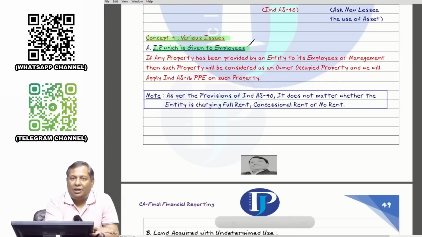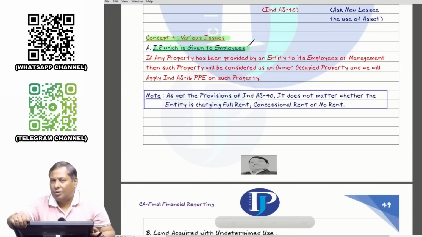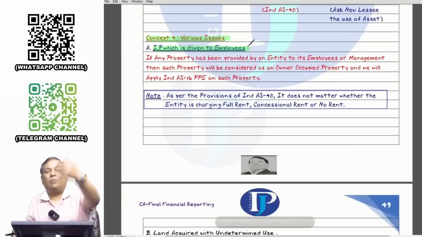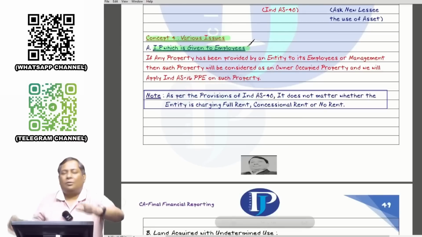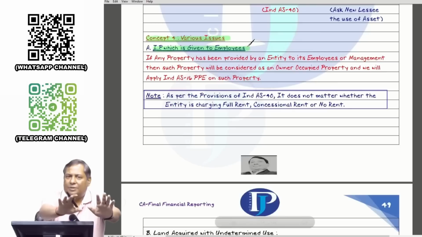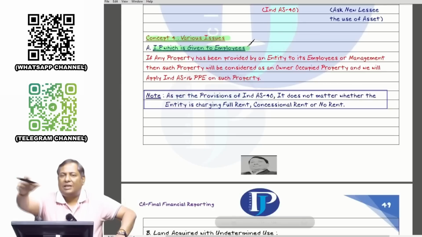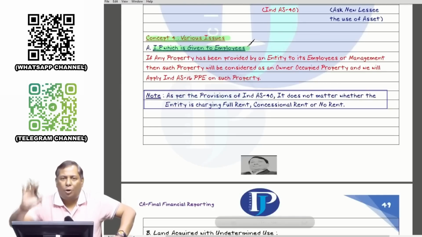But a question must have come to your mind: if we take rent from the employees, then what will happen? So I told you to write this in your notebook that if your employees give you full rent or they give discounted rent or don't give you rent, it has nothing to do with the amount of rent, because Ind AS won't accept that your employee will pay full rent. It says that since it's for employees, this will come under business. We will consider this as owner occupied. This has nothing to do with 40. Even if the employee is not paying rent, no use of rent. If it's an employee, then it's owner occupied.